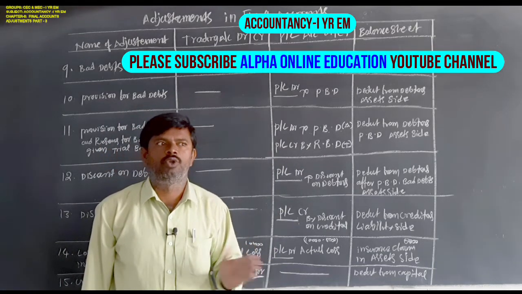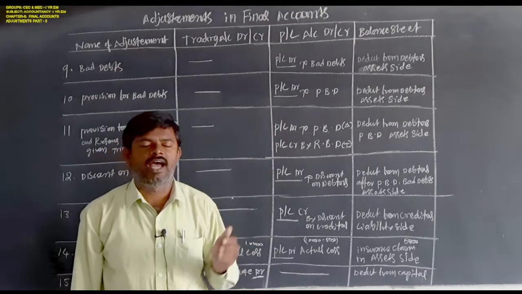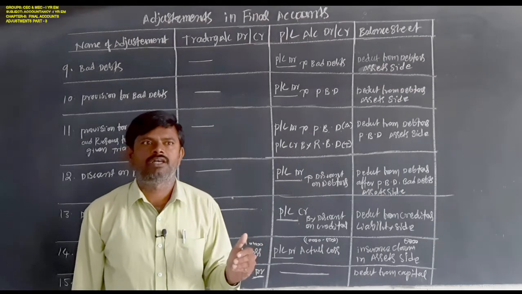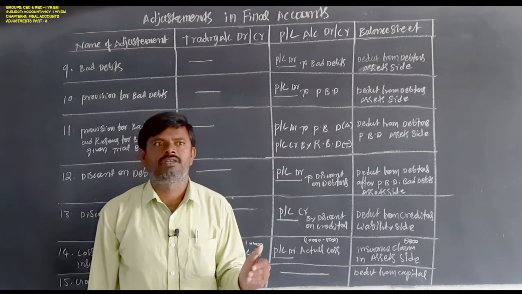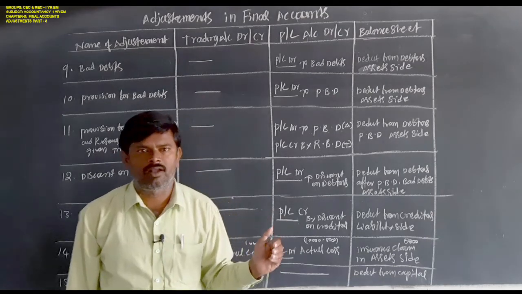So easy, no confusion. First of all, verify each and every transaction and read the problem thoroughly. What are the adjustments? What are the trial balance transactions? Then it is easy to solve the problem. This is about final account adjustments.